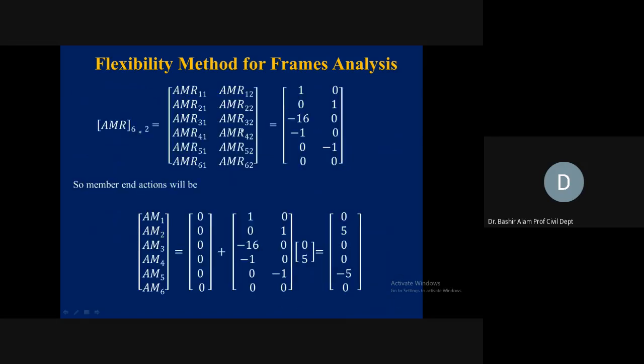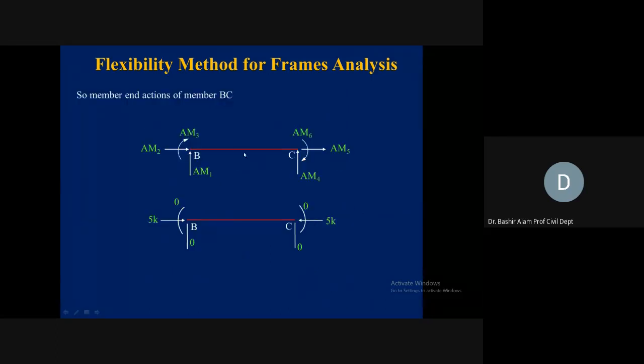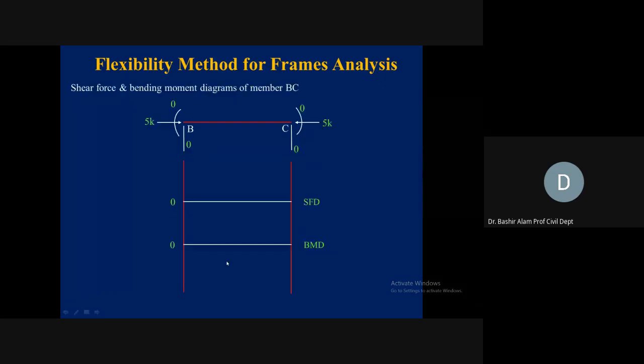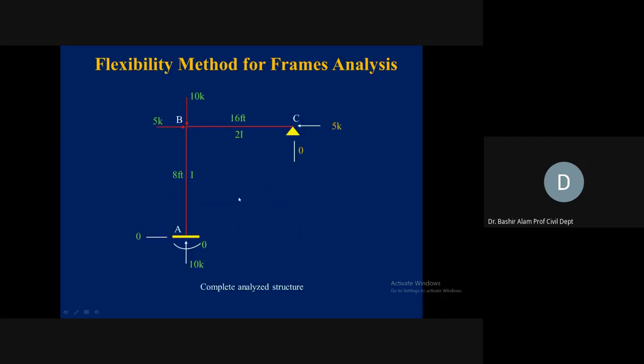Now we don't have any member force. So now we are in a position to draw the shear force and bending moment diagram. Only axial forces, you can see the shears are 0, the bending moments are 0. So just a straight line 0, 0, it is showing the shear force diagram and 0 for the bending moment also. Then we superimpose them, and this is now the completely analyzed structure. And this is the shear force and bending moment diagram. 0 and 0.